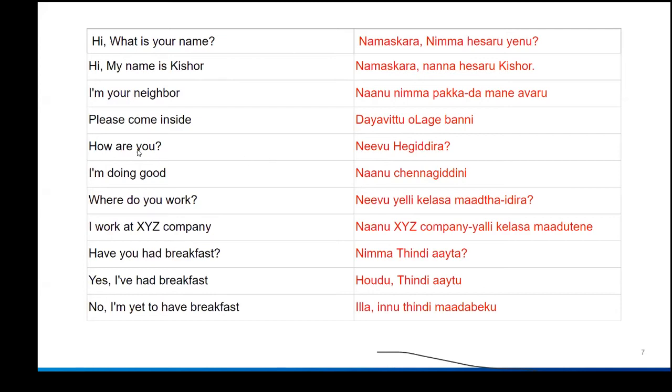Okay. All right. Please come inside. We did this. Inside is Olagade. Come is Bunny, and please is Dayavittu. So Dayavittu, Olage Bunny or Olagade Bunny. That is not a problem with either of them.